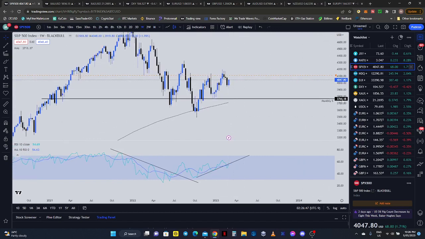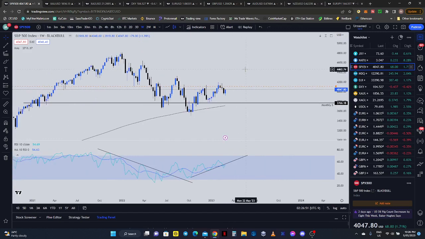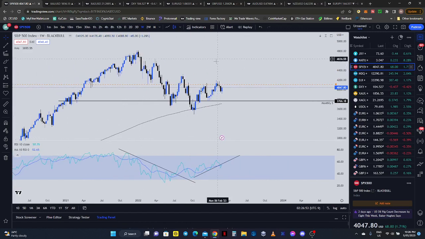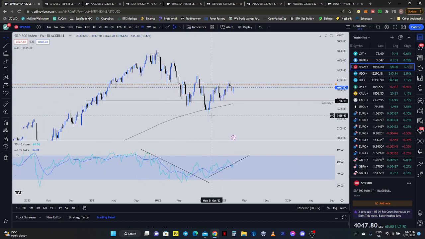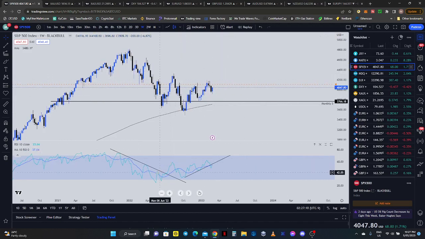The weekly gives us a bit more. So we've got this sort of bear market going down here, right? Lower lows, lower highs, lower low, lower high, lower low. That's your basic downtrend, right? In a bear market, that signifies that we have a downtrend.